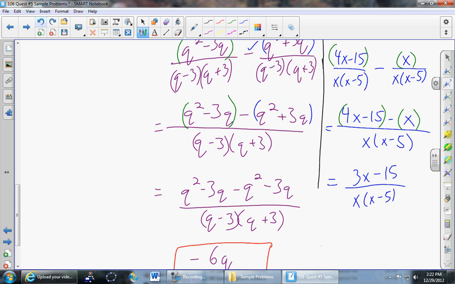And we're just about done, but you can factor something out of the top. So pull that 3 out and cancel anything that's the same top and bottom. And look, x minus 5s are the same. So we can cancel them. We get our final reduced answer, 3 over x.